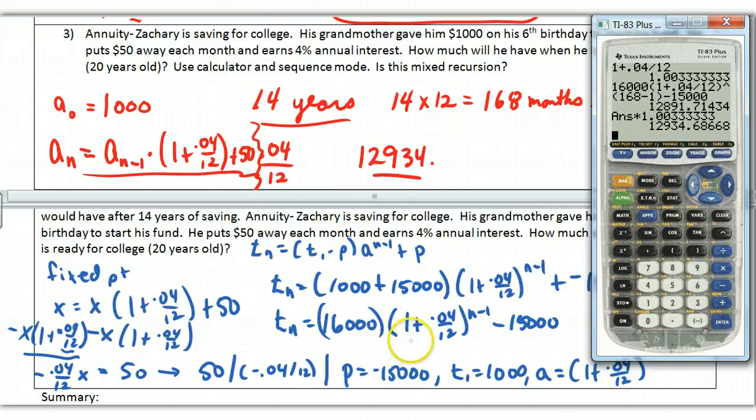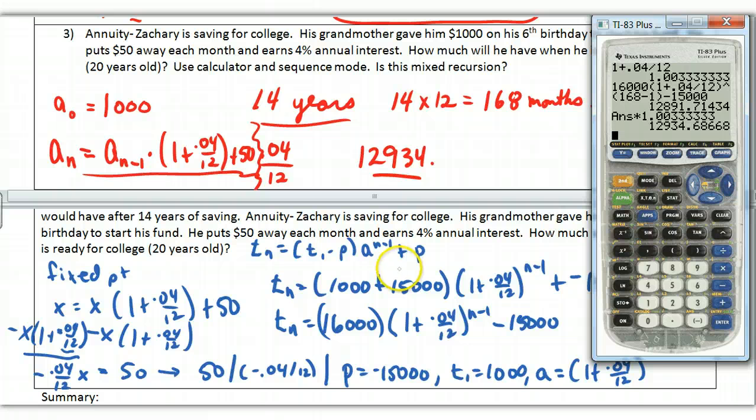Okay, so we have this situation here where this is my closed form. Now if I plug in this 168, so I had 168 months from the last one, I plug it in. And when I do that, you can try this on your calculator as well. Please do. Make sure you can do this. If I plug this in, I get 12891. Uh-oh, that's not the same. Well, what's happened is that you haven't carried over that last month of interest.